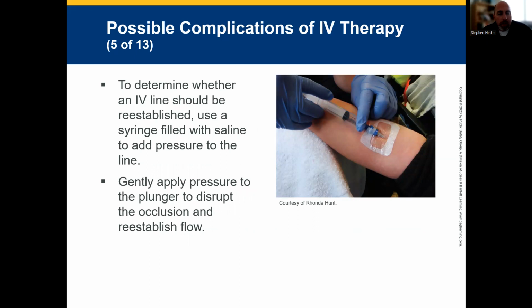All right, to determine whether the IV line should be reestablished, use a syringe filled with saline, add pressure to the line, and gently apply pressure to the plunger to disrupt the occlusion and reestablish the vein. If the occlusion does not discharge, discontinue and then reestablish.